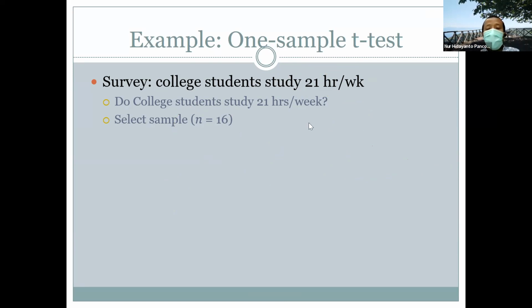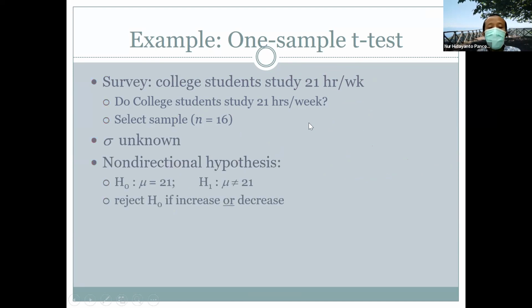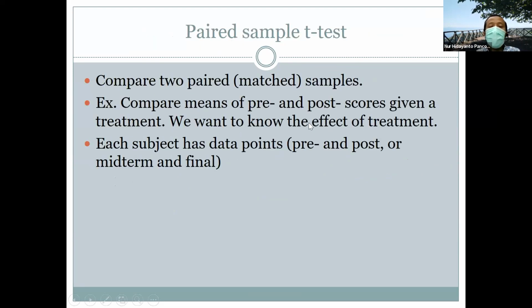Okay, now the next one is the paired sample t-test. Now, this type of t-test is sometimes used in social setting as well. Okay, so I'm pretty sure that you are familiar with when you want to compare the means or the scores from pre-test and post-test of a single group.